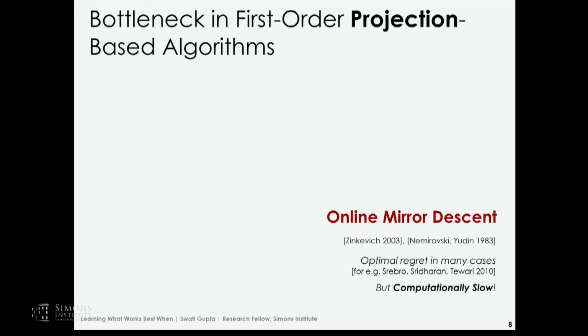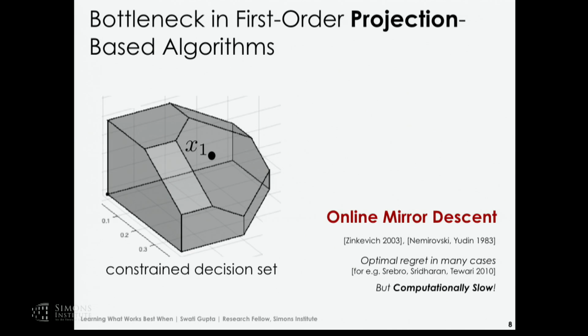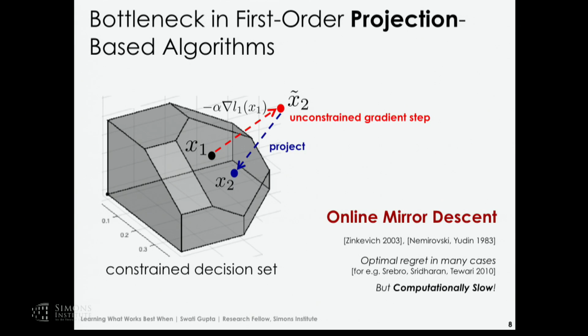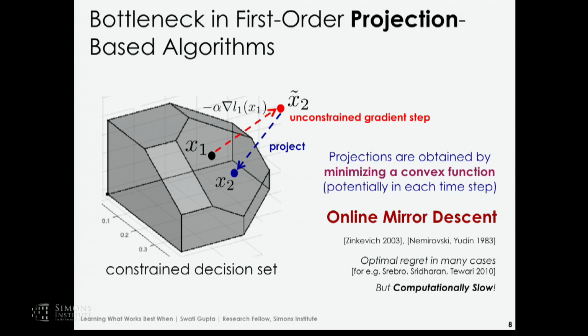The key reason for this is that for all of these first-order projection-based methods, the bottleneck arises because if you have a point in your decision set, they will typically do an unconstrained gradient step that takes you out of your decision set, out of your feasible set. And then you have to project this point back and obtain the next iterate, or the next probability distribution that you're going to play in this learning setup or in a convex minimization setup. And these projections are often obtained by minimizing a convex function, potentially in each step of the method. So this forms a computational bottleneck.